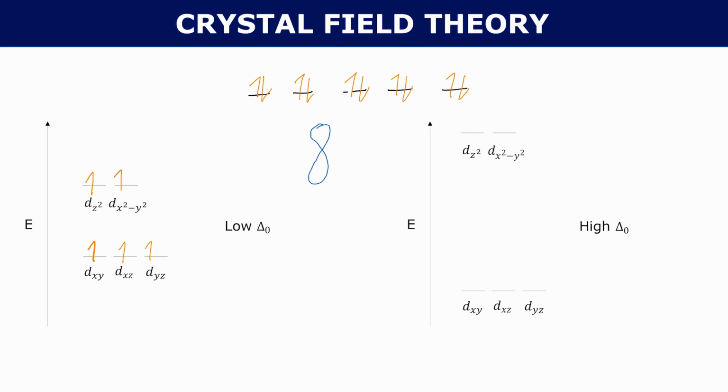After you have 5, they're going to start doubling up from the bottom. So you have one more here, one more here, one more here, and it just fills up, goes to the top layer, and it fills up. And that's all of your 10 d electrons.